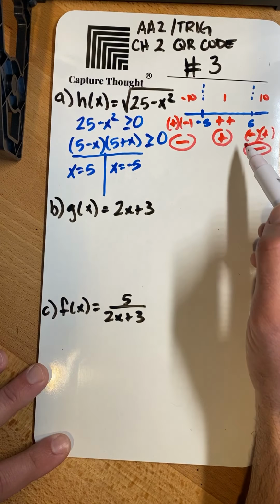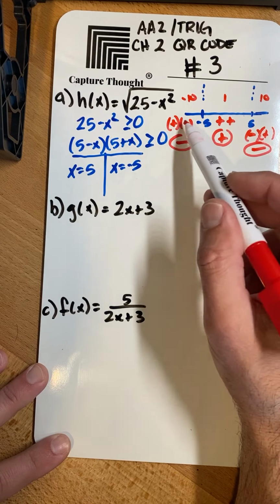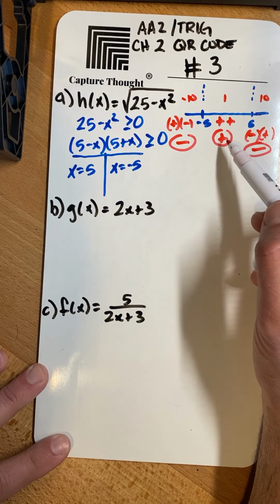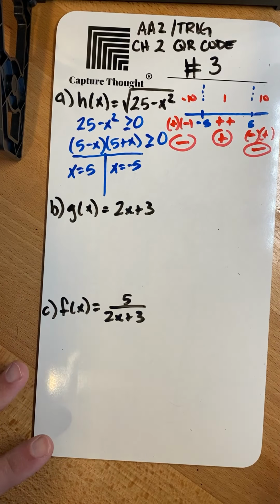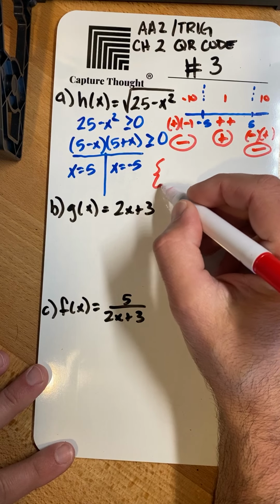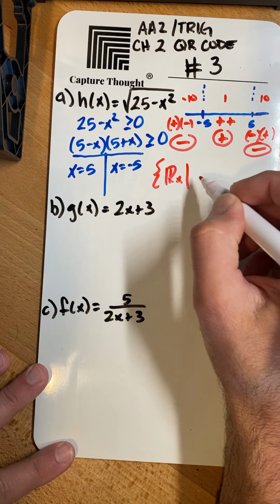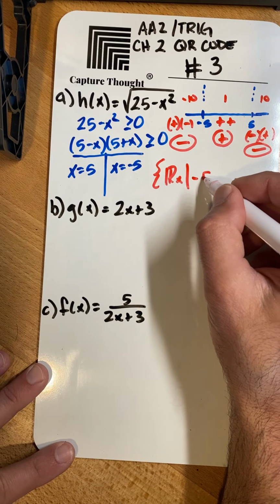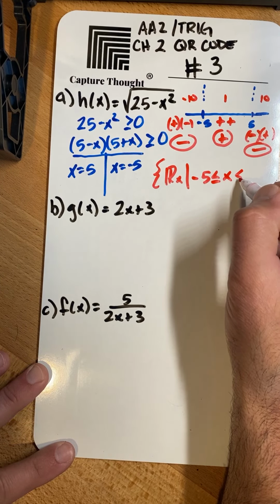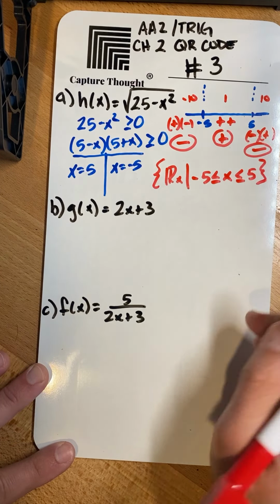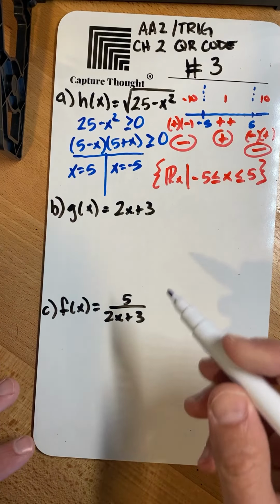So the only area on my little number line here that is a positive number is in between negative 5 and 5. So therefore, the domain would be all real numbers x such that negative 5 is less than or equal to x, which is less than or equal to 5. That one's a little bit tricky, requires a little bit of analysis, but that's how you do it.